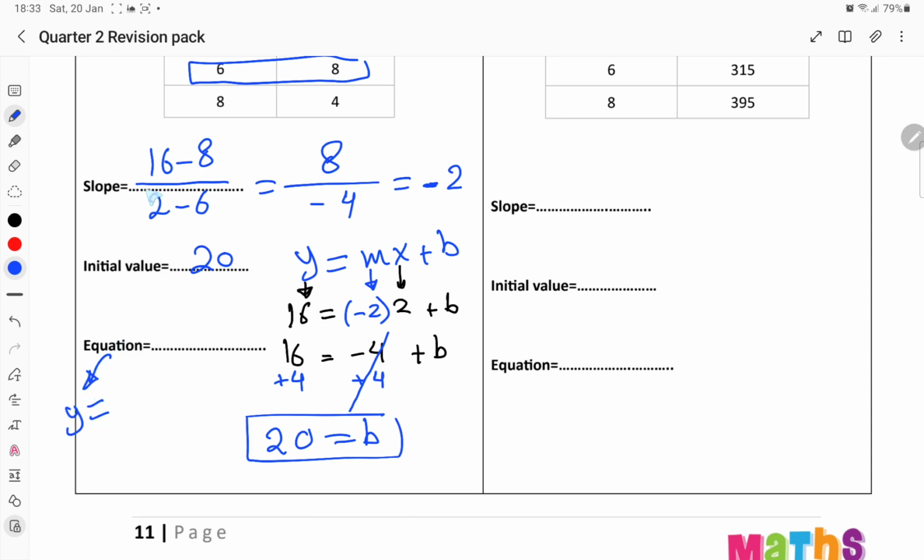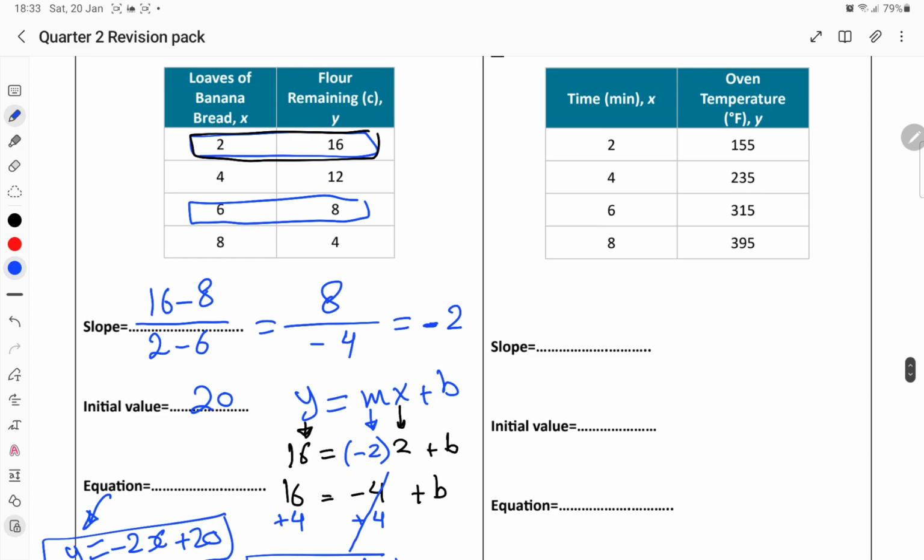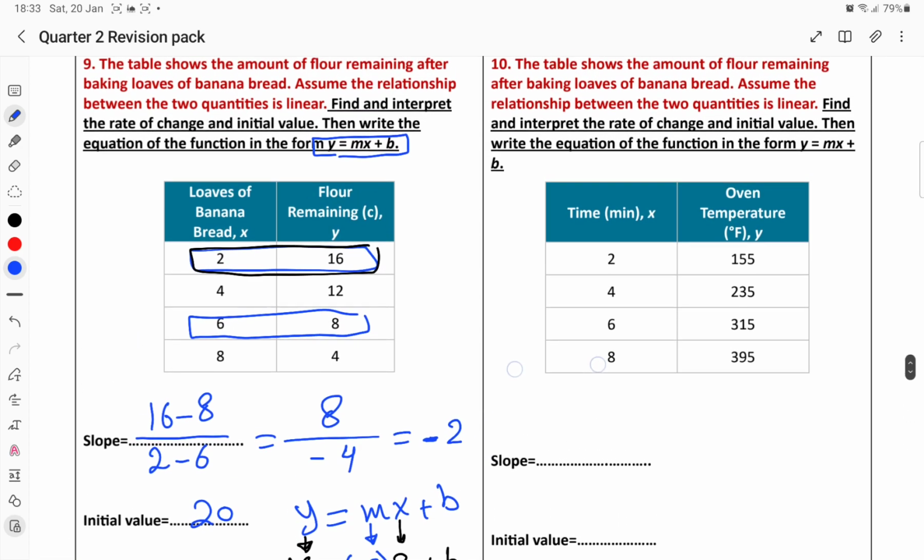Yes, y equals, what is the slope? Negative 2x. The slope is negative 2. Plus 20. The initial value is 20, and that's it. Pause the video and try to do this on your own.